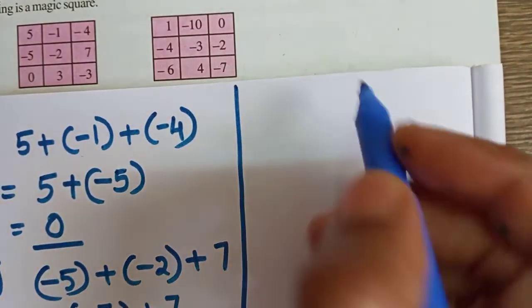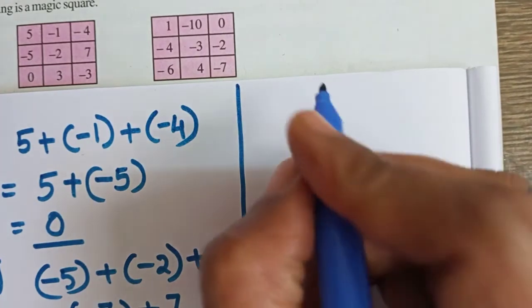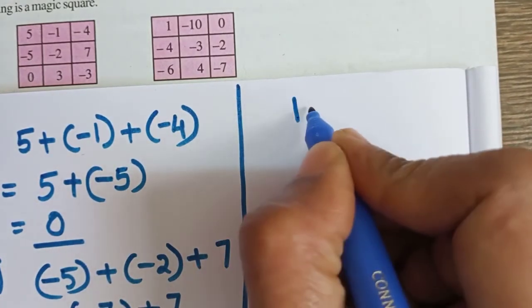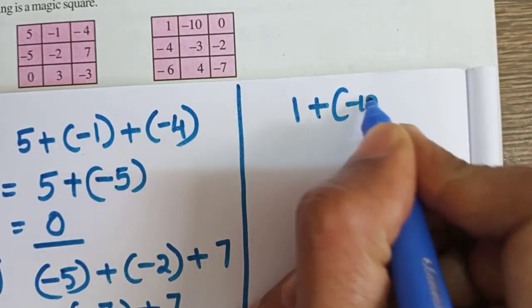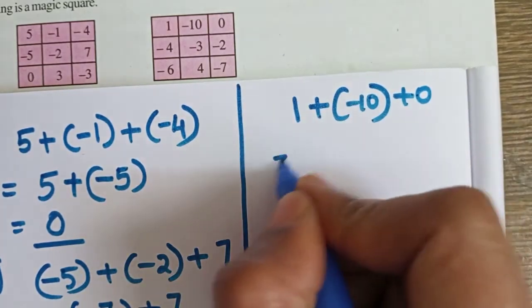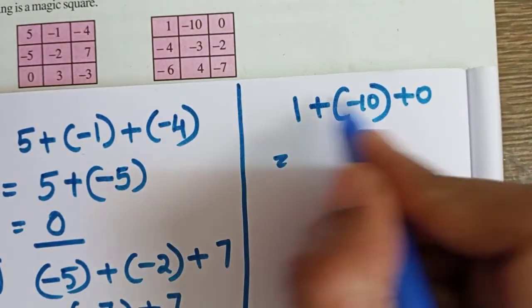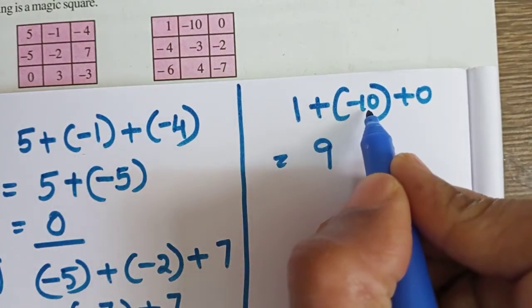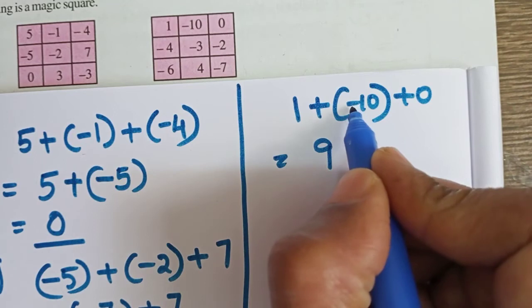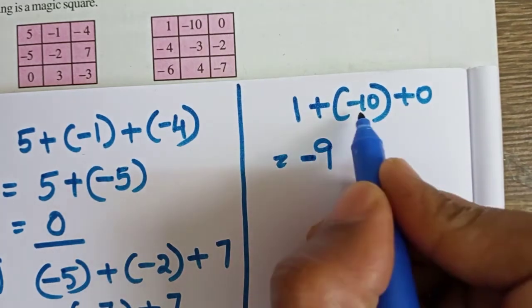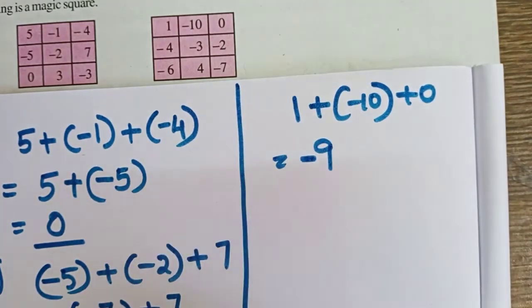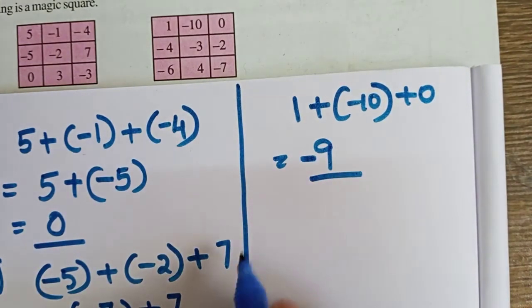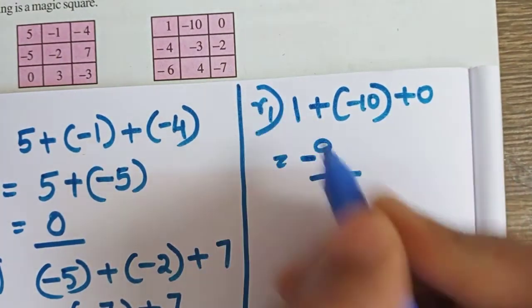See here. Few may understand but few cannot understand. That's why I am writing. 1 plus minus 10 plus 0. As they are having opposite signs, we will do 10 minus 1, that is 9. But as 10 is the biggest number here, I need to give the sign of 10. As it is having a negative sign, answer will also have a negative sign. So minus 9 is the answer for row 1.